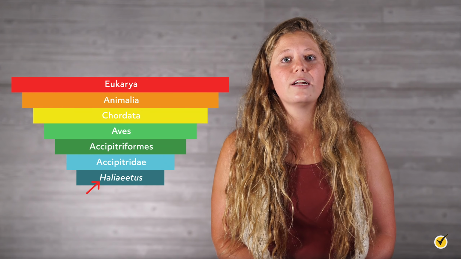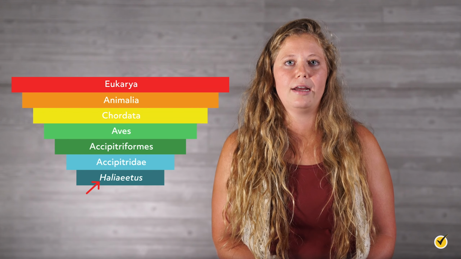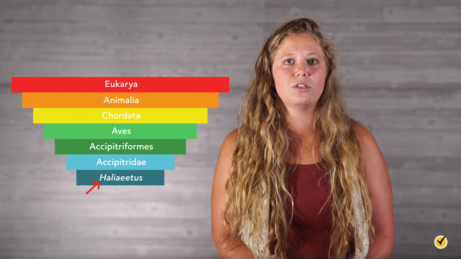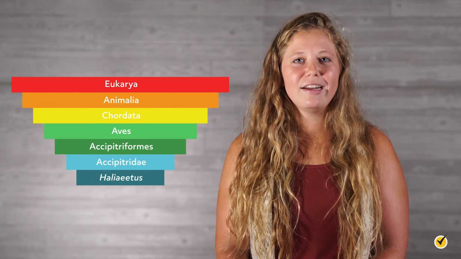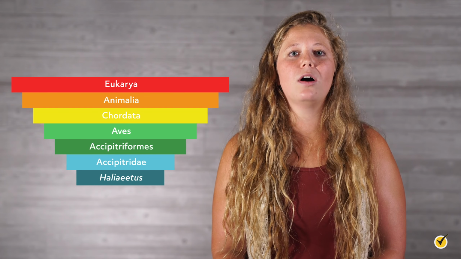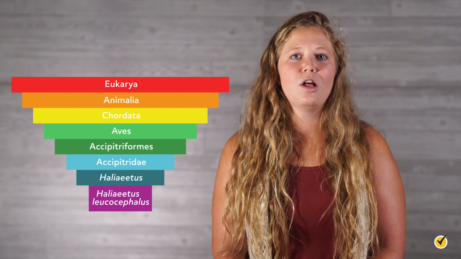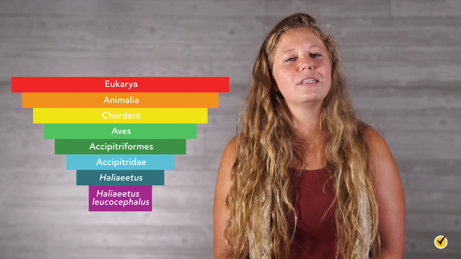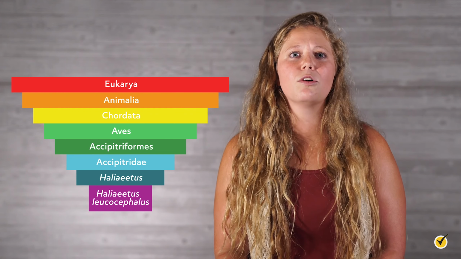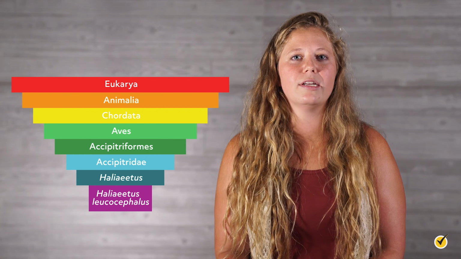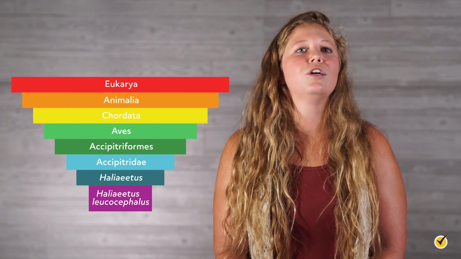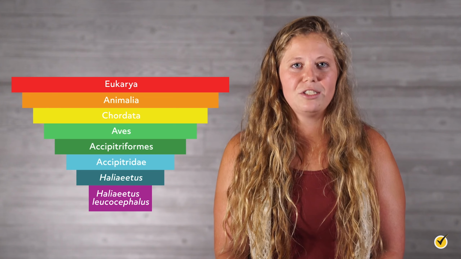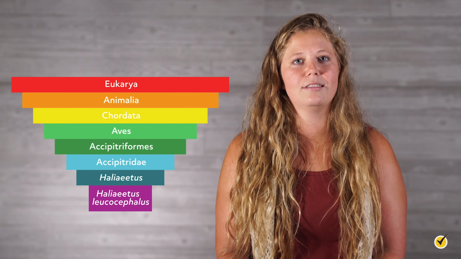Note that the first letter of the genus is always capitalized, and the whole word is also italicized. This goes for any organism. And finally, at the species level, bald eagles are known as Haliaetus leucocephalus. Even though it seems redundant, the technical way to refer to the species of an organism is with the binomial nomenclature we talked about earlier. Just like the genus level, the species level is also italicized.